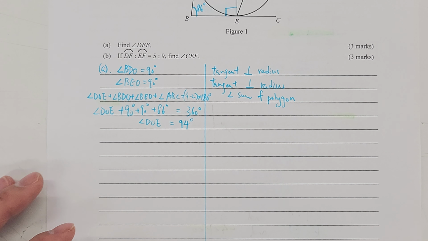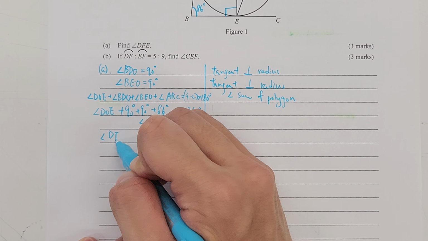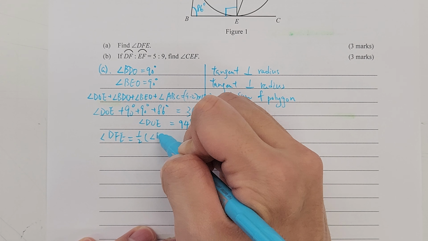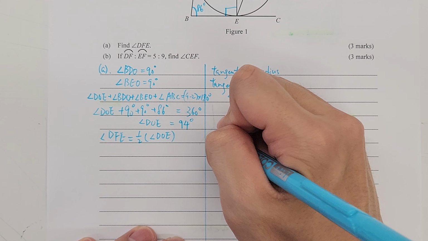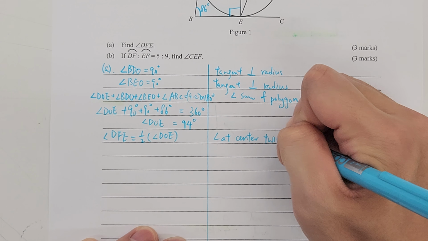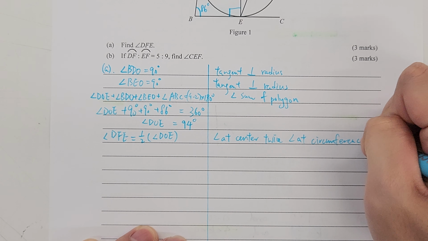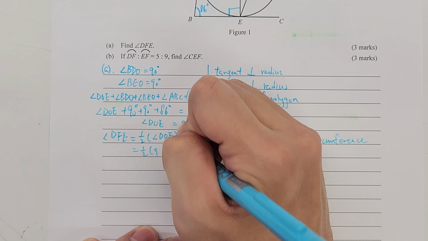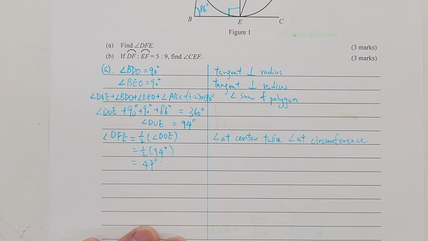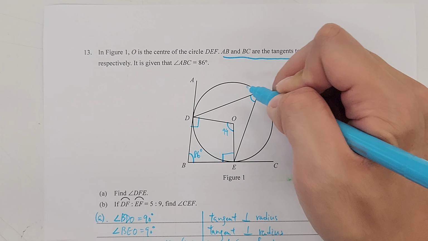Lastly, use angle at center twice angle at circumference. Therefore, angle DFE equals 1/2 times angle DOE. Write down the reason: angle at center twice angle at circumference. Therefore, 1/2 times 94 is 47 degrees. Done. Mark down all the information back on your figure.